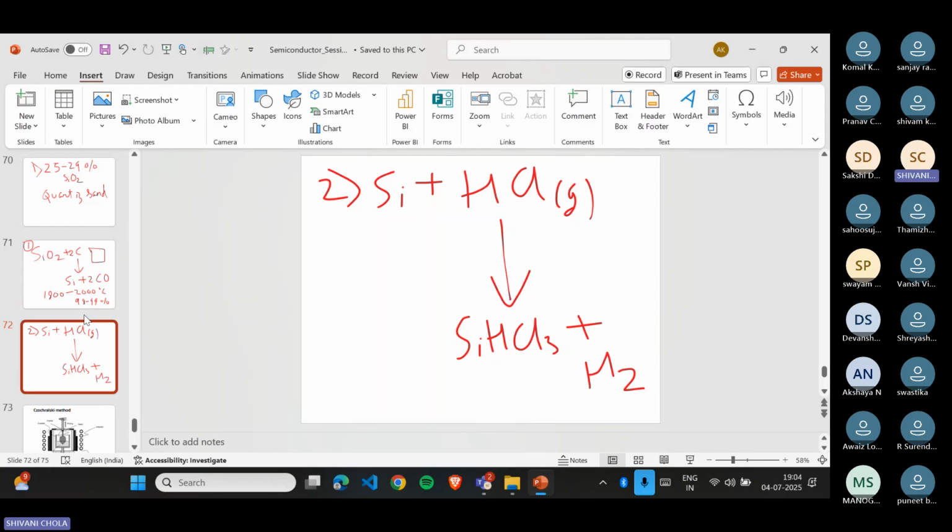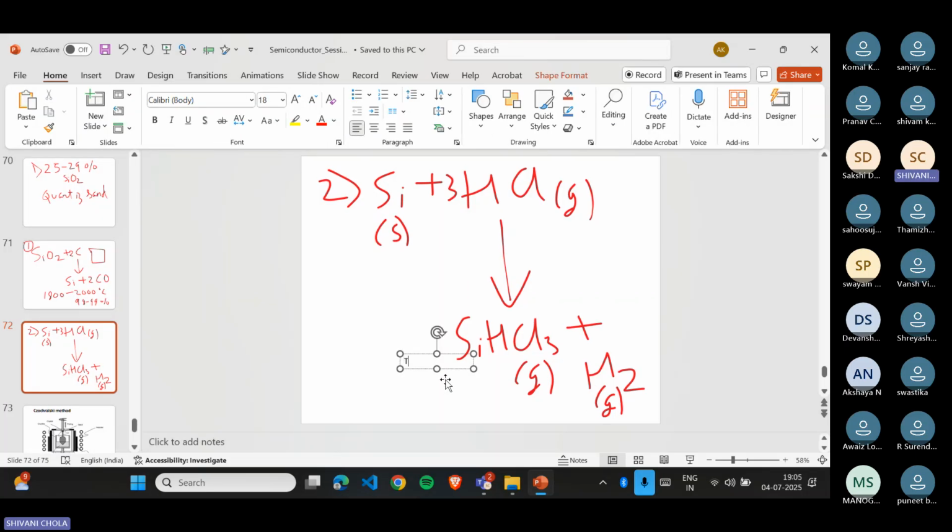So first, let's balance this equation. We have 1, 2, 3 hydrogen on this side, so we need 3 HCl. Yeah. So it will get balanced. Good. Gas, gas, and this is just in the solid form. So you pass this silicon in the HCl gas, okay, and you get a product trichlorosilane, and this is gas. You will say it should be in solid, but no, this is in the gas.